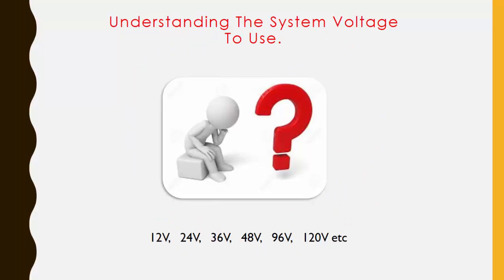Okay, understanding the system voltage to use. This is very important. How do I know if I'm to use a 12-volt system, a 24-volt system, a 36-volt system, a 48-volt system, a 96-volt system, or a 120-volt system? Now, the best way I've seen is to calculate your total wattage, get the size of the inverter you want to use, and check the data sheet of the inverter. Any voltage the inverter is designed to work with, that will be the voltage of your system.